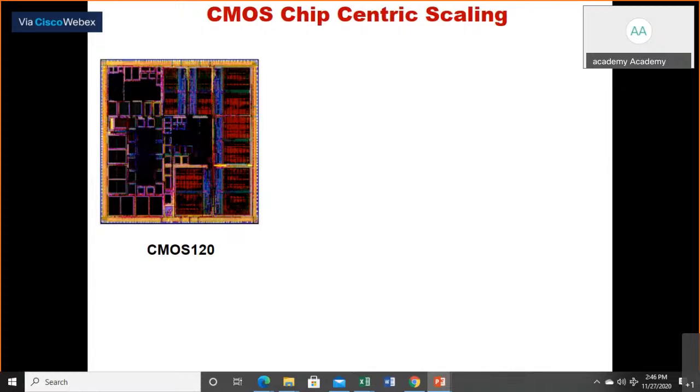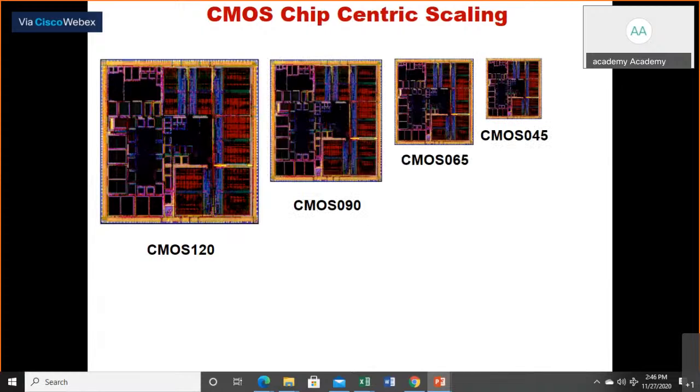If you want to understand the scaling, these are some pictures I'm going to show. We move from 180 nanometer, 120. Sorry, this is not 120. This is 130 technology.